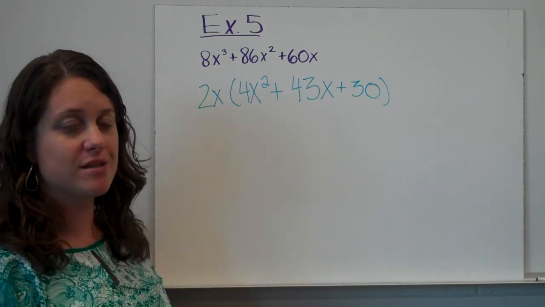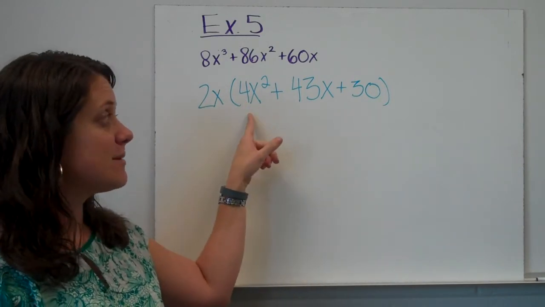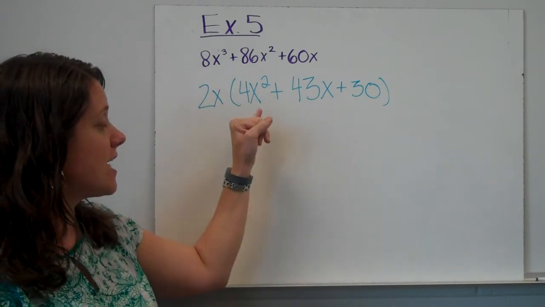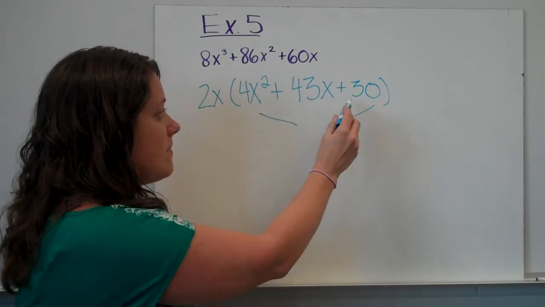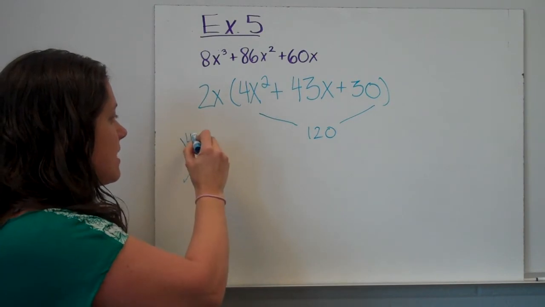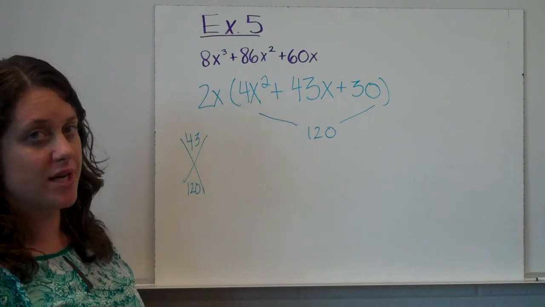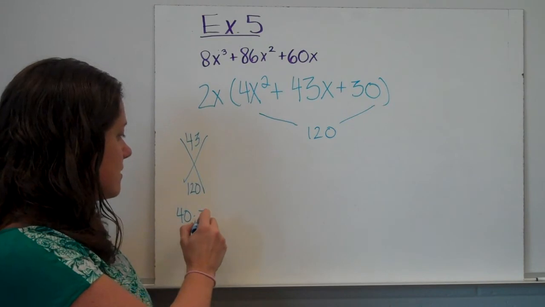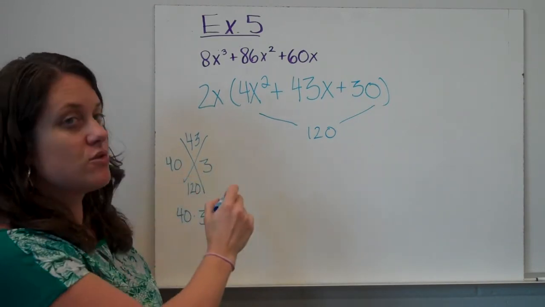So, now that I have 3 terms, I ask myself, is this a perfect square trinomial? That's a perfect square, but 30 is not, so that won't work. So now I'm going to see, can I factor this? I'm going to use the pants method. So that's going to give me 120. So something that adds to make 43, but multiplies to make 120. So, what about 40 times 3. So I'm going to rewrite it.